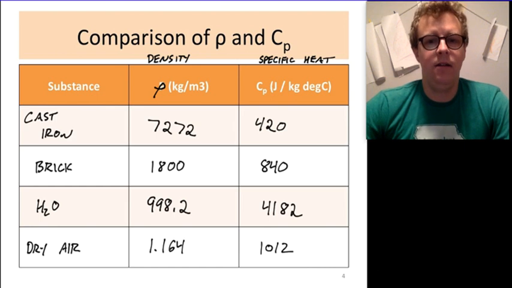Finally, dry air, of course, not very dense at all, and a relatively high specific heat. So it takes a decent amount of heat to actually transfer or change the temperature of air. So those just to get your head around sort of what is density, what is specific heat, and the idea that they don't have to go together. So things that are dense are not necessarily good conductors of heat. Things that are light are not necessarily good conductors of heat either.